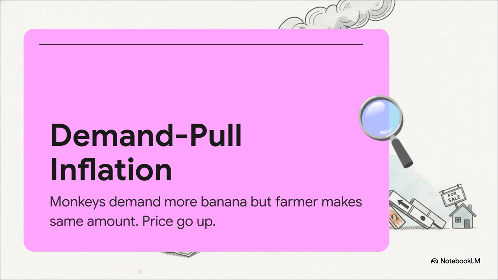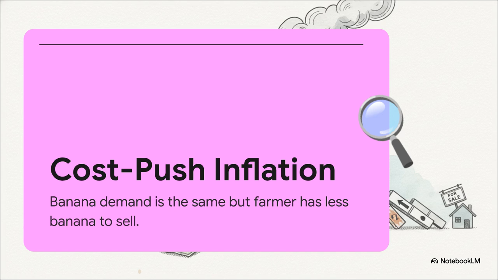Makes sense, right? And that brilliantly illustrates our next concept, cost push inflation. This is basically the exact opposite scenario. Here, the monkey's appetite stays completely flat. They want the usual amount of bananas. But suddenly, the farmer has fewer bananas to sell. With less fruit available to satisfy that steady demand, boom, the banana is rare again. So in this case, the lack of supply pushes the cost up.